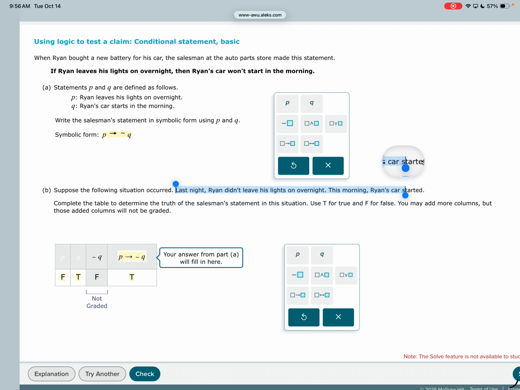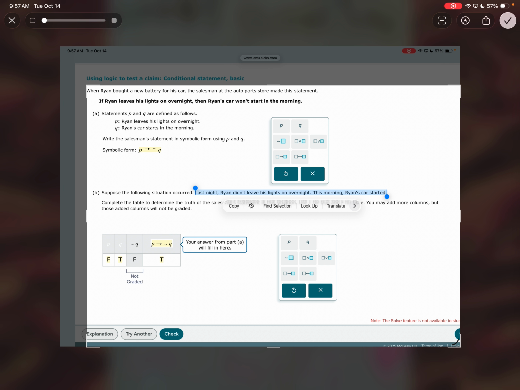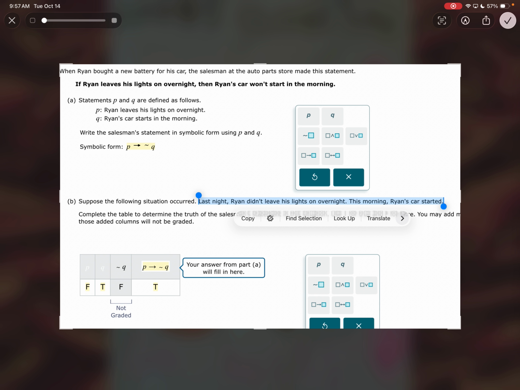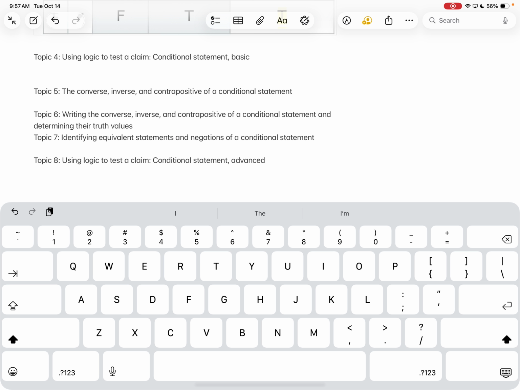Trying to highlight this real quick. We would say that in this scenario, the salesman was accurate, right? It does go along with it. Ryan didn't leave his car lights on overnight, and his car did start, so that makes the salesman accurate, because the salesman said if Ryan leaves his lights on overnight, then the car won't start in the morning. You do have to watch these. Sometimes they don't always make sense, like the one we got last class about a dentist and brushing your teeth and cavities. It said that if you don't brush your teeth every day, you don't get cavities. So don't just think about it; you have to use your truth table to get your answer.